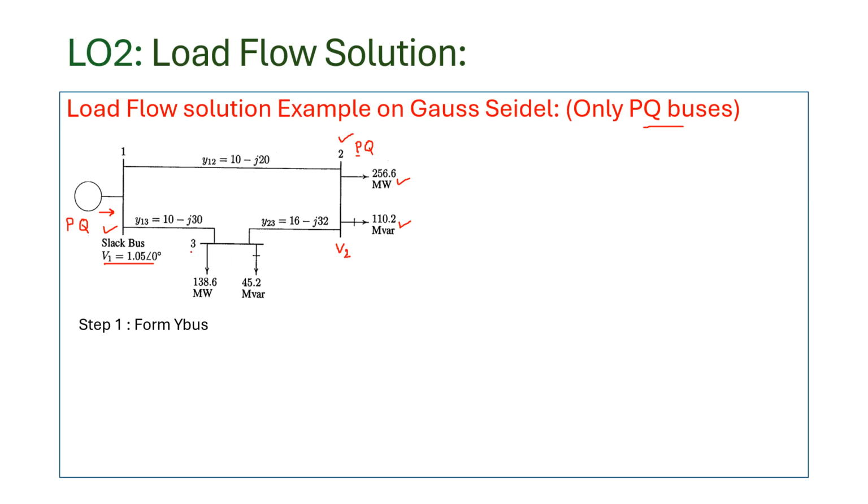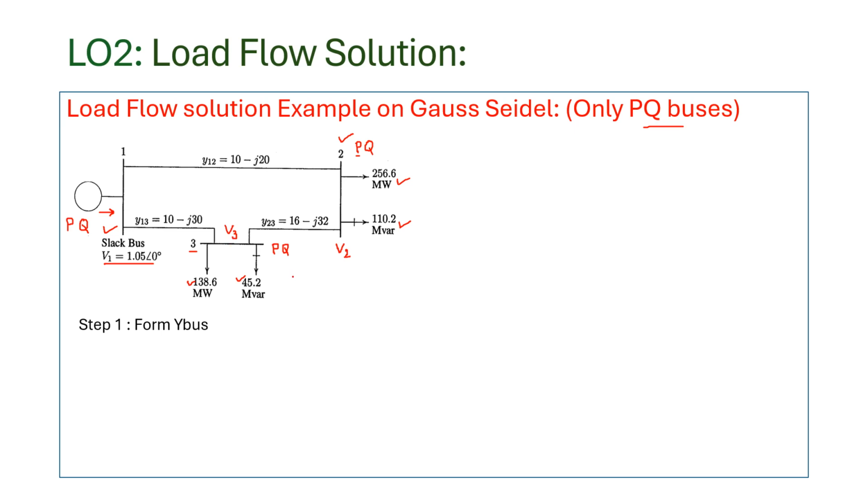Next, the third bus is also specified as a PQ bus, and the value of P, that is active power, is 138.6 megawatt, and the reactive power is given as 45.2 MVAR. At this bus we have to calculate the value of voltage, that is V3, magnitude and its phase angle.